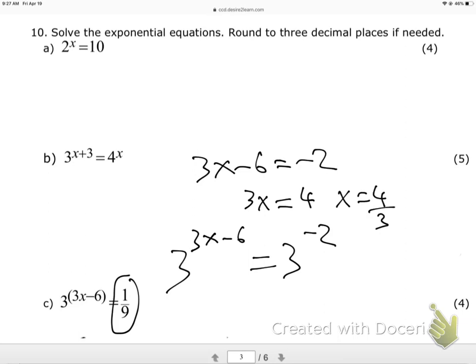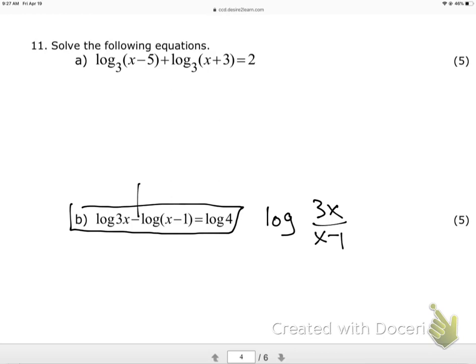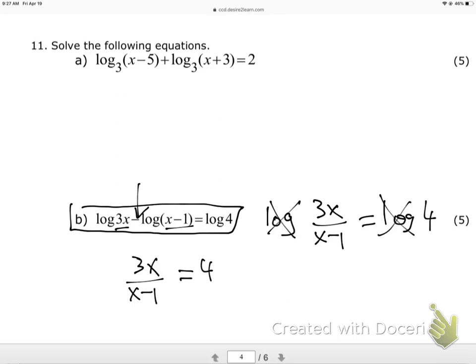Let's look at another part. Remember these log equations. I'll do this one first because it has all logs in it, so the word log won't be needed by the time you get to the end. This is log of 3x over x minus 1, because it's a subtraction, so this one over this one equals log 4. Therefore, 3x over x minus 1 just equals 4. If I cross multiply, I get 3x equals 4x minus 4. I just cross multiplied, a bit of distributive law. So it looks like x equals 4. That was a slightly easier one.